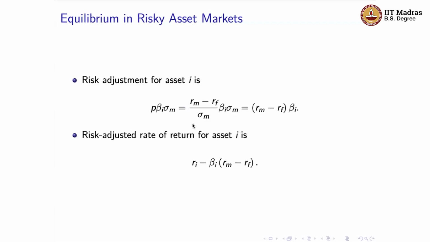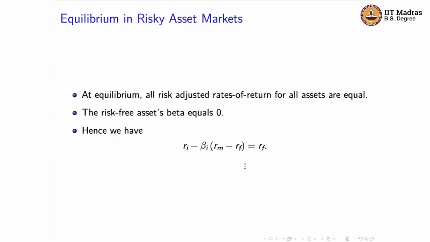So the two sigma M's cancel out. And so you end up with beta I times Rm minus Rf, right? So this is the risk adjustment term for asset I. So this was the rate of return of asset I. So the risk adjusted rate of return is Ri minus beta I times Rm minus Rf, right? Okay. So how does that help us?